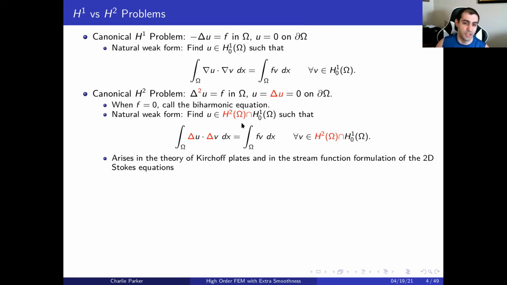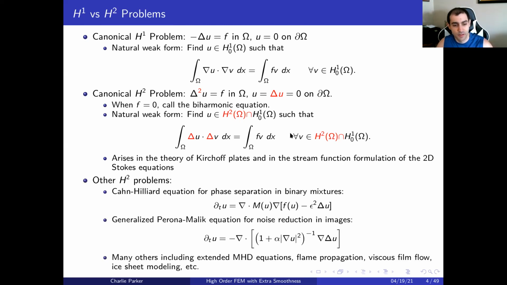In the weak form, we now require u to be in H2, as well as the test function. And instead of having gradients, we have Laplacians on the functions. The biharmonic equation arises in the theory of Kirchhoff plates and the stream function formulation of the 2D Stokes equations, so we'll come back to both examples later. There are other H2 problems like the Cahn-Hilliard equation. If you follow all of these divergences and gradients through, you see 4 derivatives hit u. There's also the generalized Perona-Malik equation for noise reduction in images, and again, it's 4 derivatives hitting u. And there are more examples from extended MHD equations, flame propagation, viscous film flow, ice sheet modeling, etc.